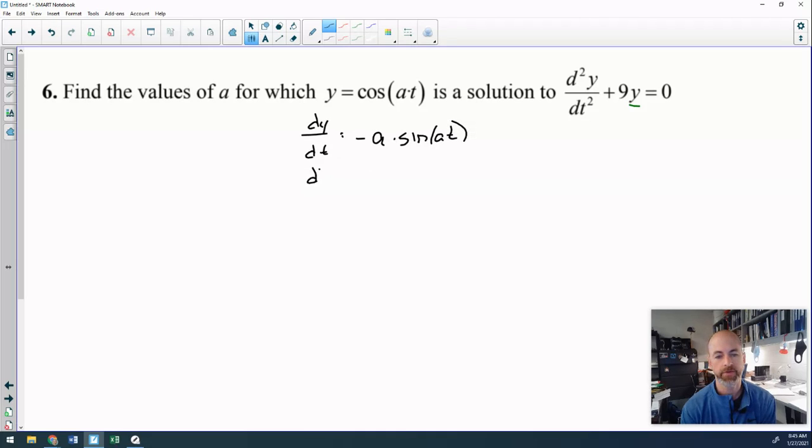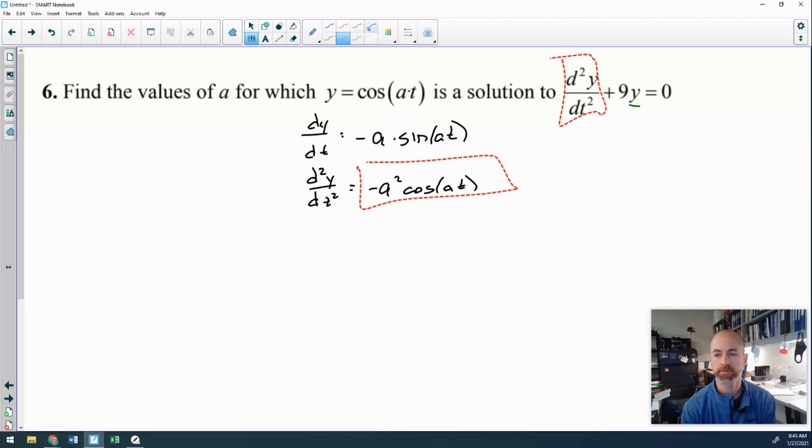And the second derivative, which is what I need for the diffy q given, would be negative a squared cosine of at. And now we're going to start substituting. Negative a squared cosine at will go here, and I'll plug the y in for the y in the equation. So we have negative a squared cosine at plus 9 times y, which is cosine at. And that needs to equal 0.